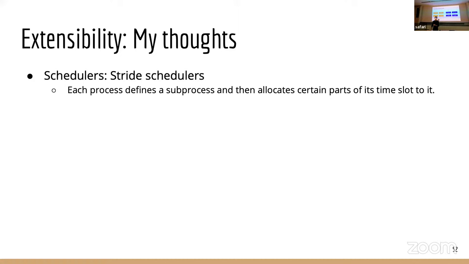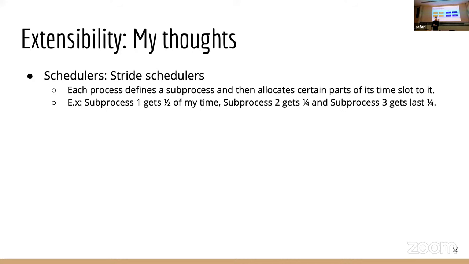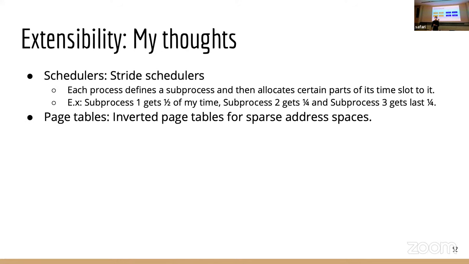I believe you remember the concept of time slices that can be requested from the CPU. Each process can define a subprocess and then allocate certain parts of its time slice to it. As an example, if I'm process A, I can say subprocess one gets half of my time, subprocess two gets a quarter, and subprocess three gets the last quarter. And implementing this abstraction in Optrix involves a lot of threading and is very prone to software bugs. So this is another point for the XOS library operating system.